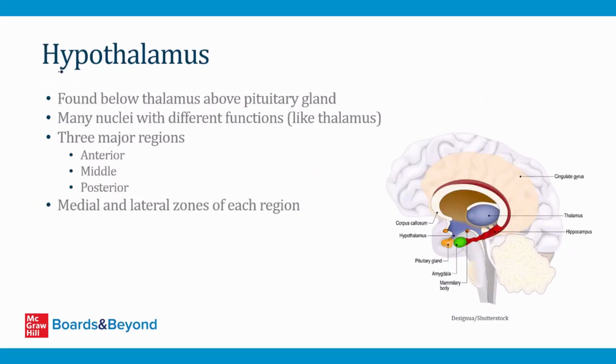Okay, next let's talk about the hypothalamus. And the reason it's called the hypothalamus is because it's found below the thalamus and just above the pituitary gland. If you look at this image on the slide here, this is the thalamus, this blue structure, and here's the hypothalamus right here below the thalamus. Just like the thalamus, it has many nuclei with different functions. There are 3 major regions of the hypothalamus, the anterior, middle, and posterior, and each region has medial and lateral zones, each with many nuclei.